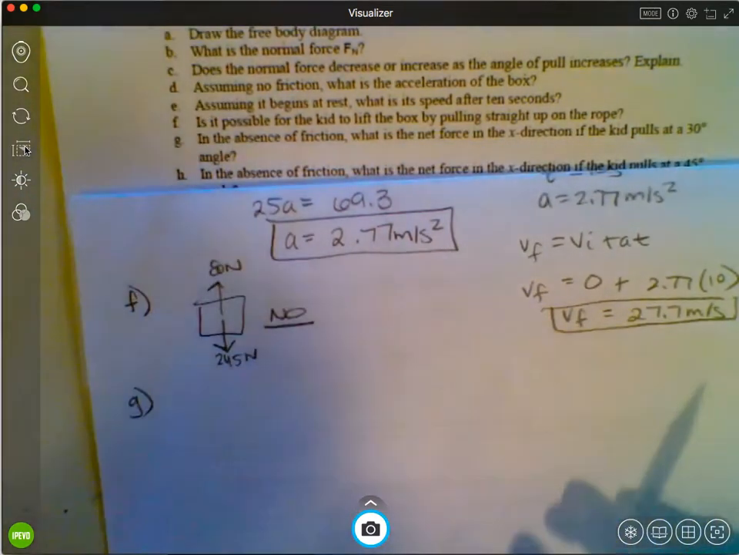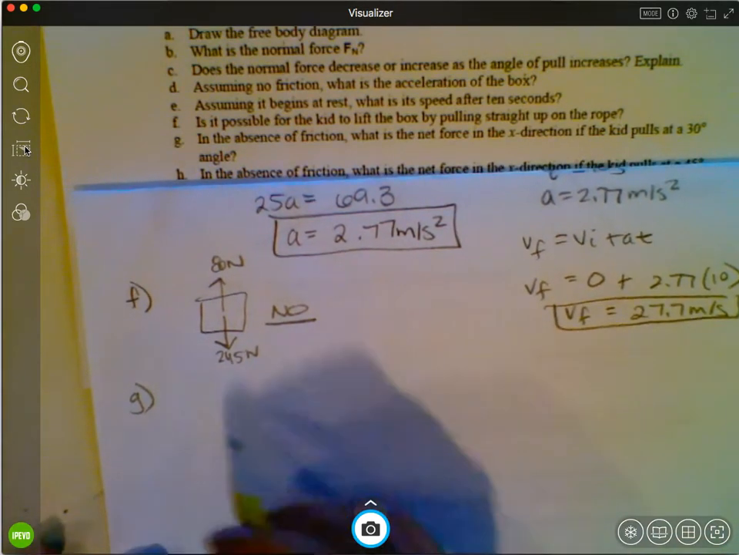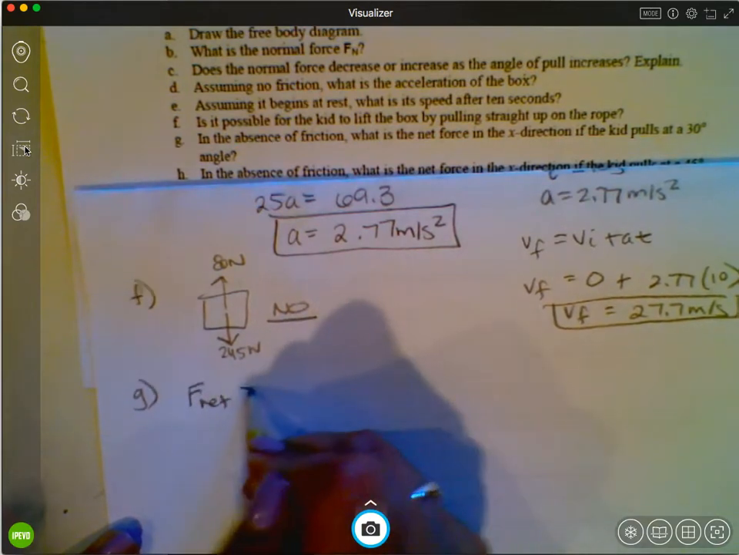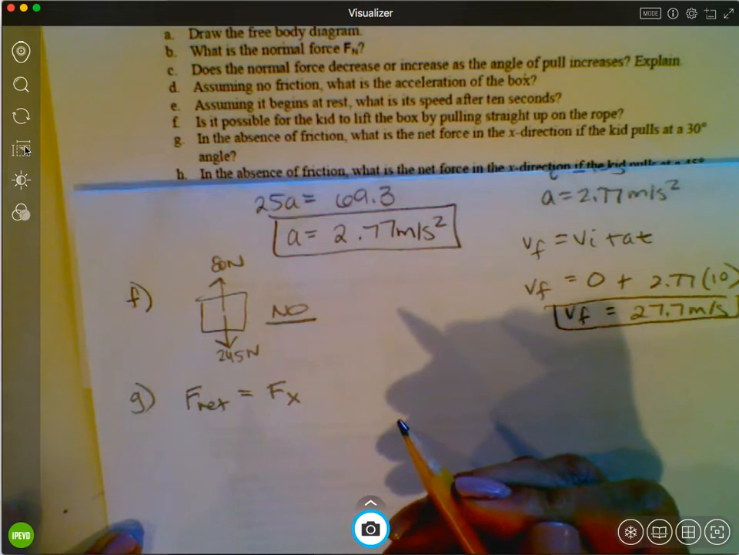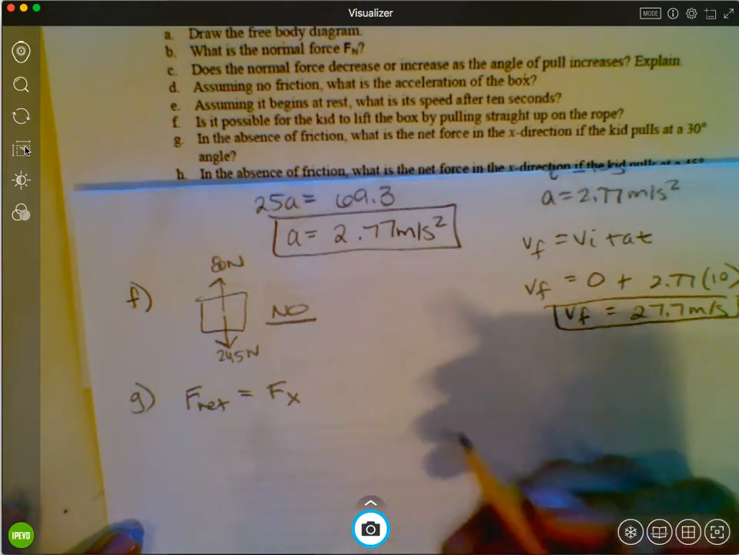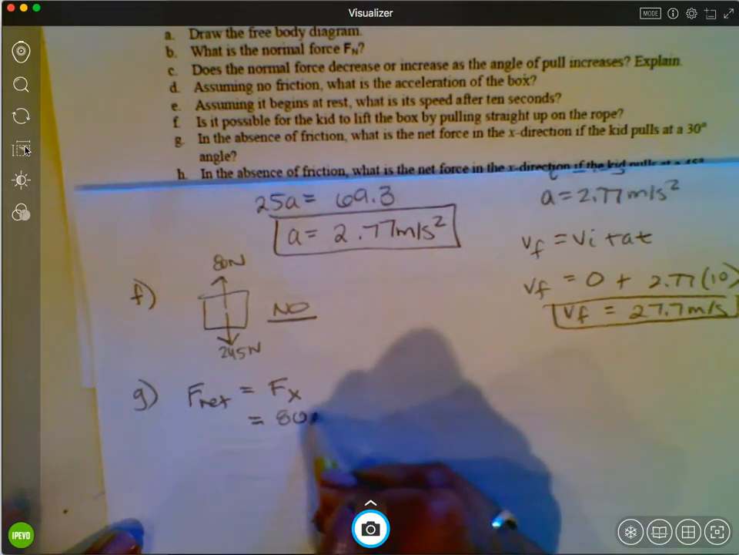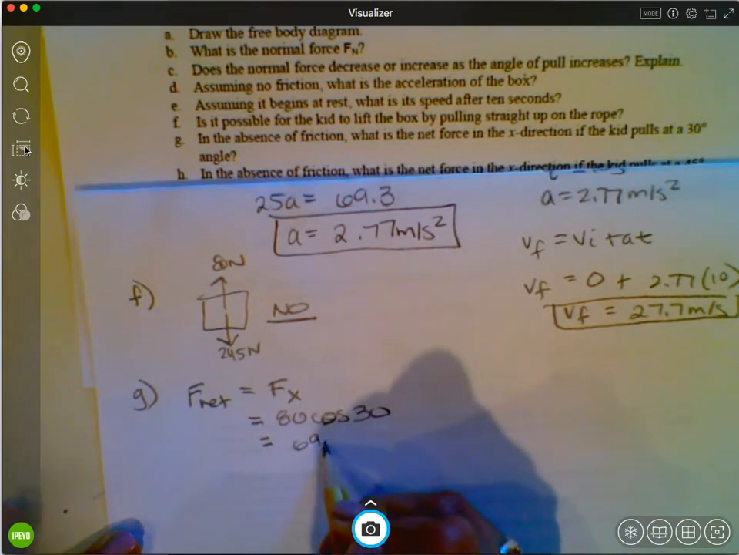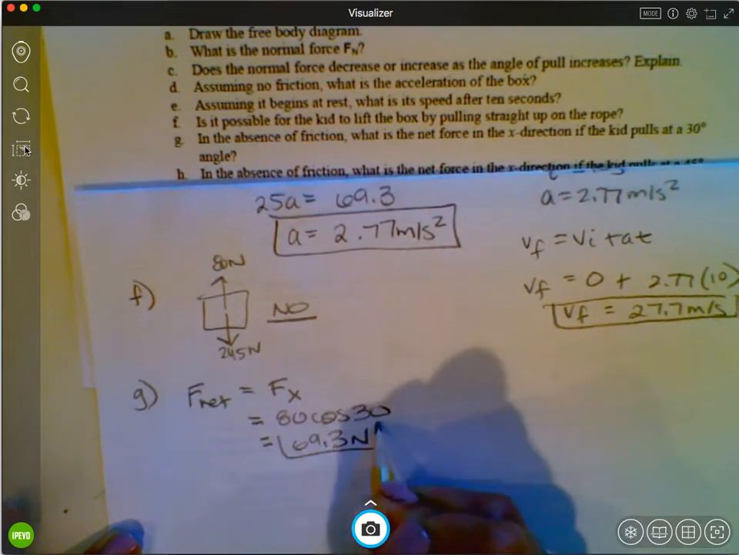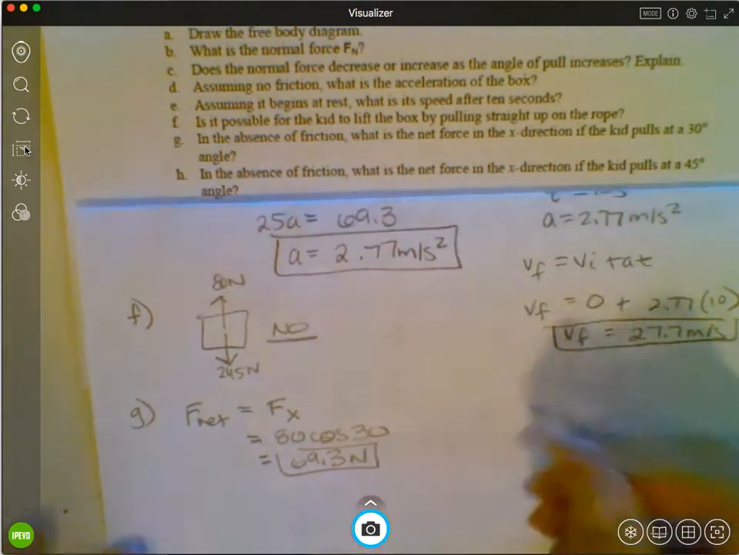All right, G. In the absence of friction, what is the net force in the x direction if the kid pulls at a 30-degree angle? Well, we already did this, right? We already said the F net, if there's no friction, is just equal to Fx. And Fx is equal to 80 cosine 30, which we already got, 69.3 newtons. So we already did that part. Okay, that part was done up here.